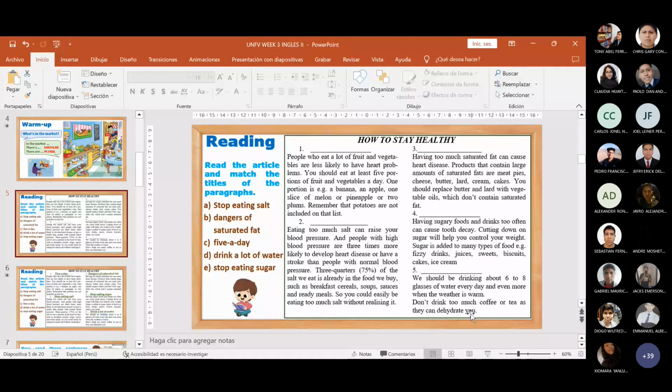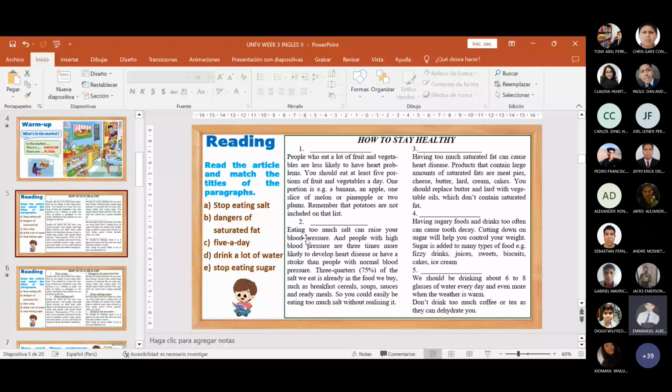What is the best title for this paragraph? ¿Cuál será un título correcto para ese primer párrafo? Five a day. Yeah, that's good. What about number 2?